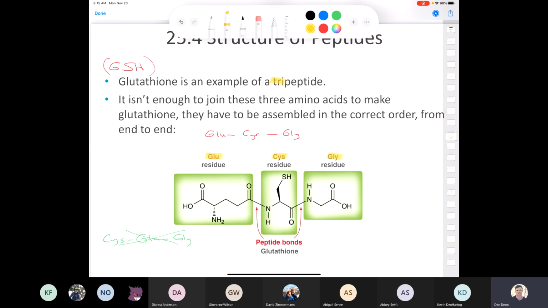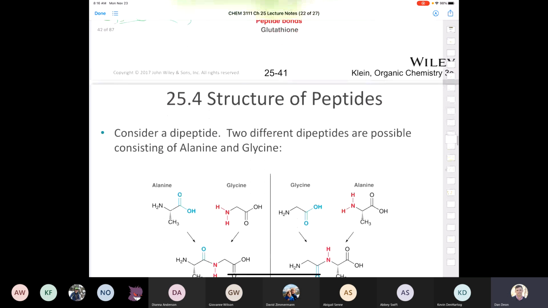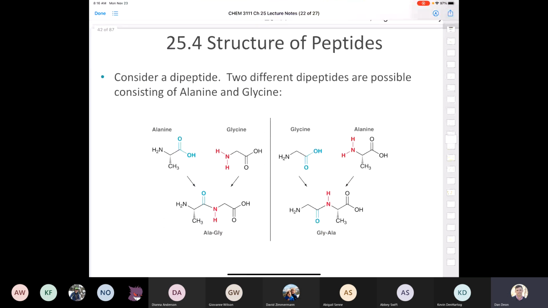And so the order in which amino acids are linked together to make a peptide is important. That's what we call primary structure. If any of you have taken biology and have heard about primary, secondary, tertiary, and quaternary structure of proteins, this would actually be considered primary structure, just the order the amino acids are linked together. Here's another example. Say you want to make a dipeptide. You're linking 2 amino acids together. Say you want to make a dipeptide from alanine and glycine.